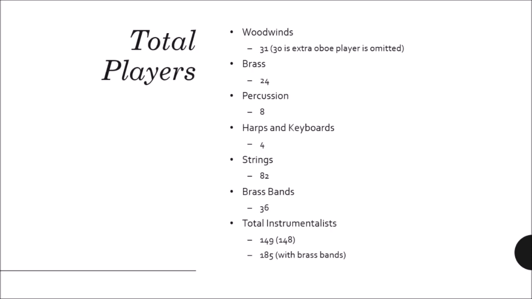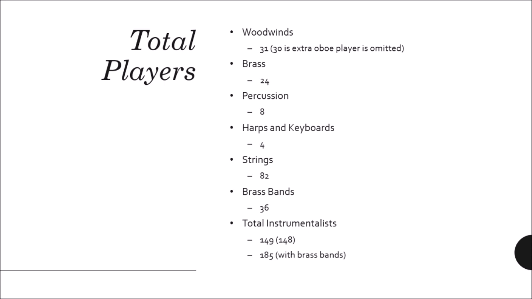So here's our total number of players. Woodwinds is 31, though we can take that down to 30 if we eliminate one of the oboe players. There's 24 brass in the orchestra. You can do this with a minimum of 8 percussionists. That includes your 2 timpanists and then 6 extra percussionists. Harps and keyboards, you need 4. It's 2 harps and then 2 keyboard players. Using Brian's numbers, we need 82 strings.